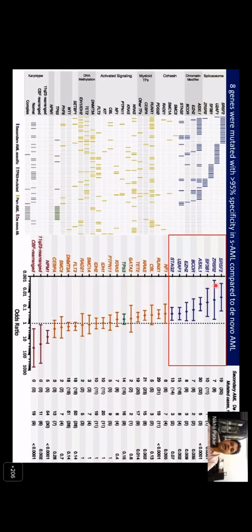What you can see here is there are 8 mutations that actually stand apart: SRSF2, ZRSR2, SF3B1, ASXL1, BCOR, EZH2, U2AF1, and STAG2. If you have mutations in these genes, they said that you had a 95% specificity of secondary AML as compared to de novo AML. All right. So this brings us to the diagnosis of AML with myelodysplasia related changes.